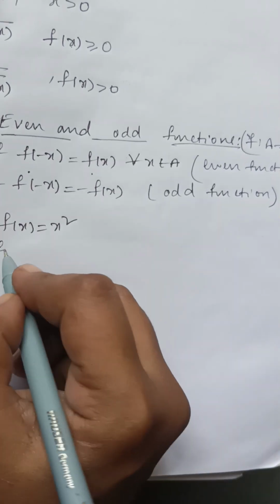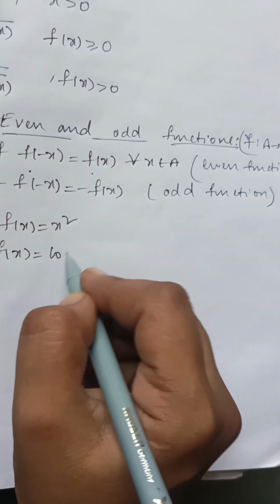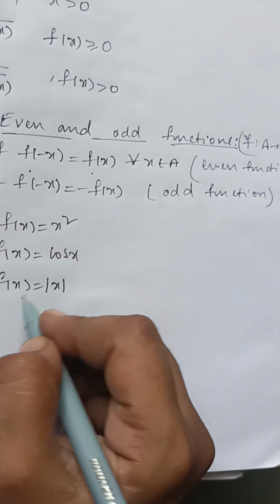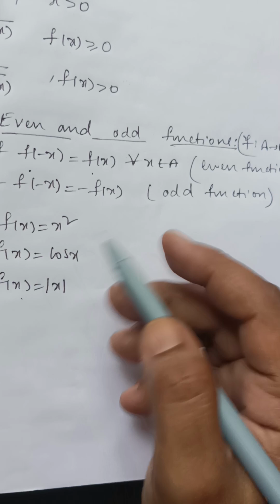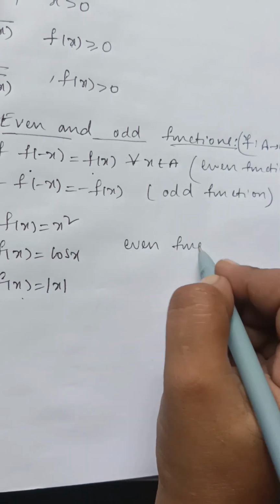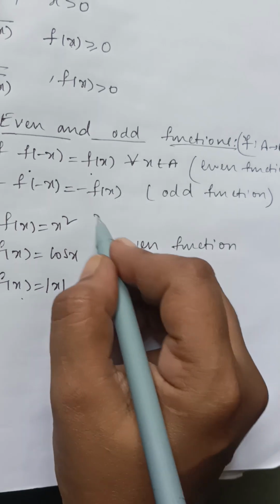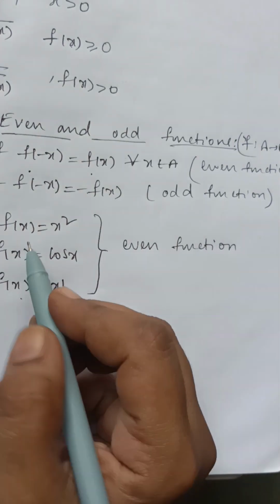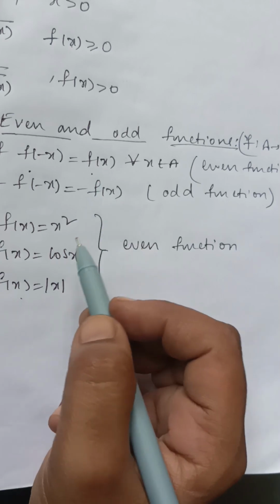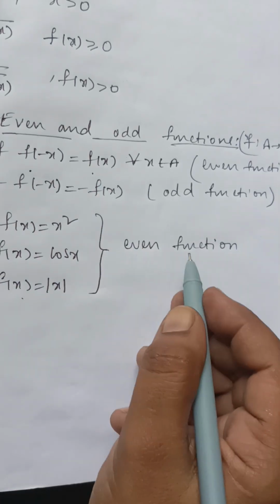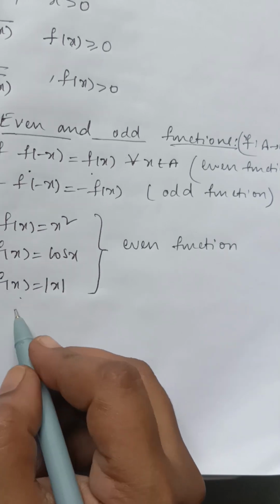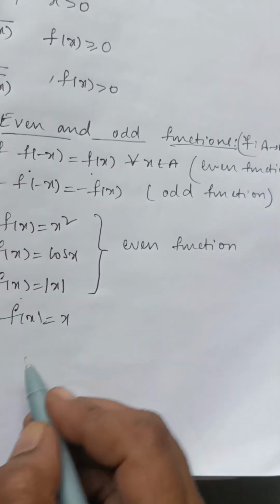For example, take f of x equal to x square, f of x equal to cos x, f of x equal to mod x. All these functions are even functions. So these are examples for even functions. Because if you take any negative number, it will be positive again, so you will get f of x again. So that's why it is an even function.